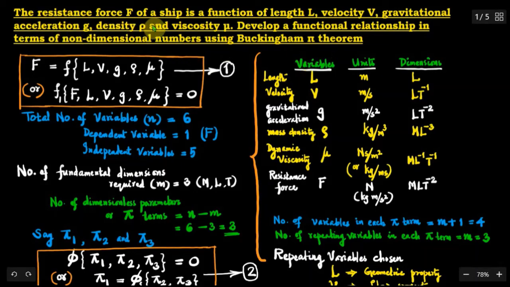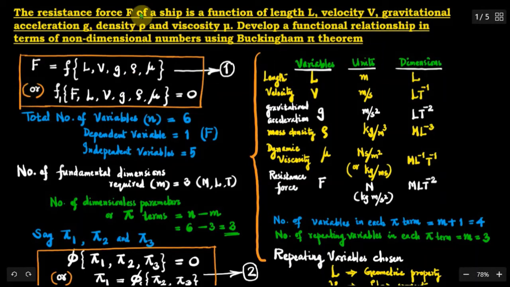The resistance force F of a ship is a function of its length L, its velocity V, gravitational acceleration g, density rho, that is essentially the density of fluid, that is seawater, and the dynamic viscosity of the fluid, again the viscosity of water, mu. Develop a functional relationship in terms of non-dimensional numbers using Buckingham's pi theorem.